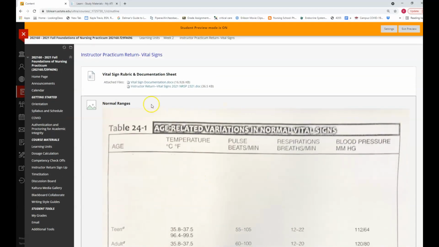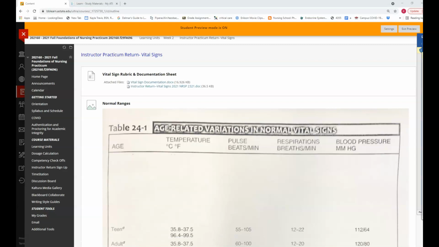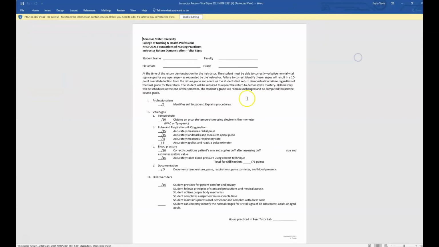If you do not know your normals, your instructor return rubric, found up here labeled Instructor Return Vital Signs 2021, tells you, let me get it pulled up, it's being slow. It tells you that if you fail to correctly identify these, then a 10-point overall deduction from the return grade will occur. So it'll be put down here as minus 10 points, and this will count as the student's first return failure, regardless of the final grade for the return.